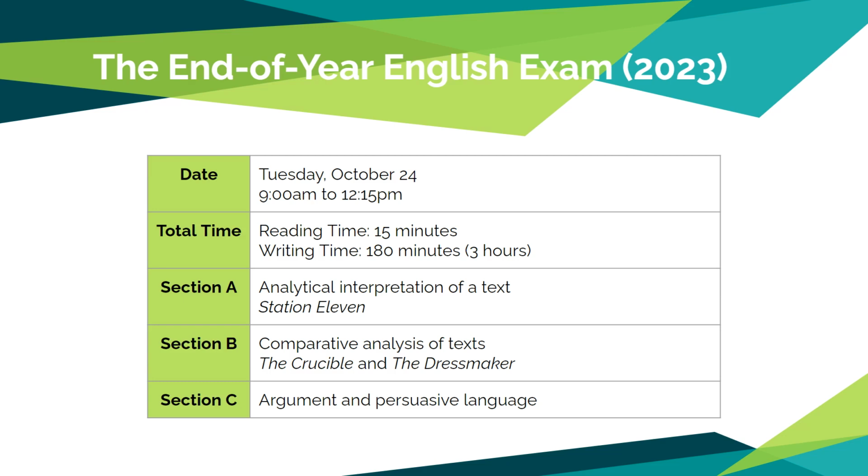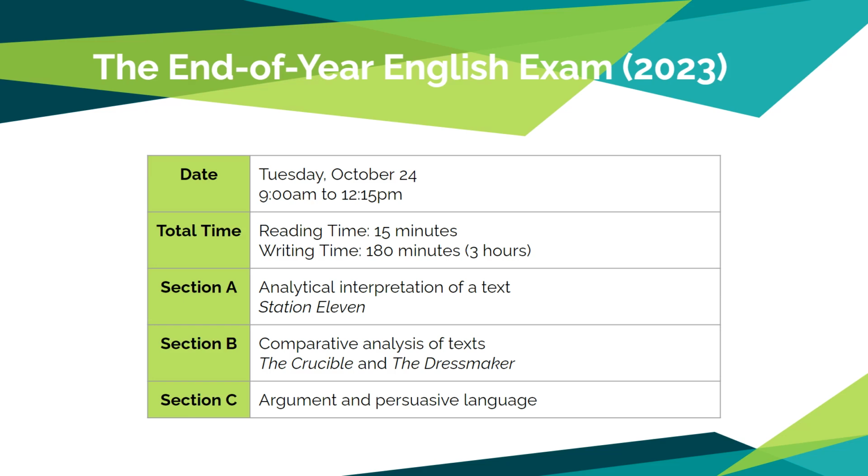All those essays are broken up into sections. Section A is your analytical or text response essay, which we will be focusing on for the exam. Section B is your comparative essay. Our comparative pairing this year was the Crucible and the Dressmaker. And section C is APA, or Argument and Persuasive Language Analysis.